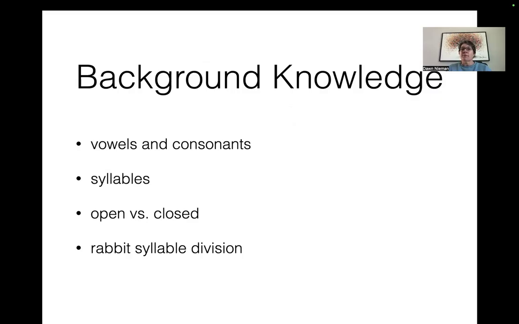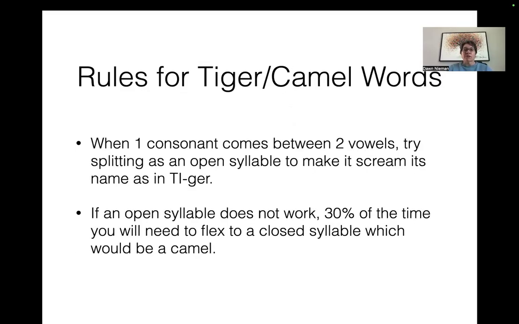Definitely make sure that they know rabbit syllable division, because that one is pretty consistent: two consonants between two vowels, you divide between those consonants. If they have all of that background knowledge, we're going to go into tigers versus camels.